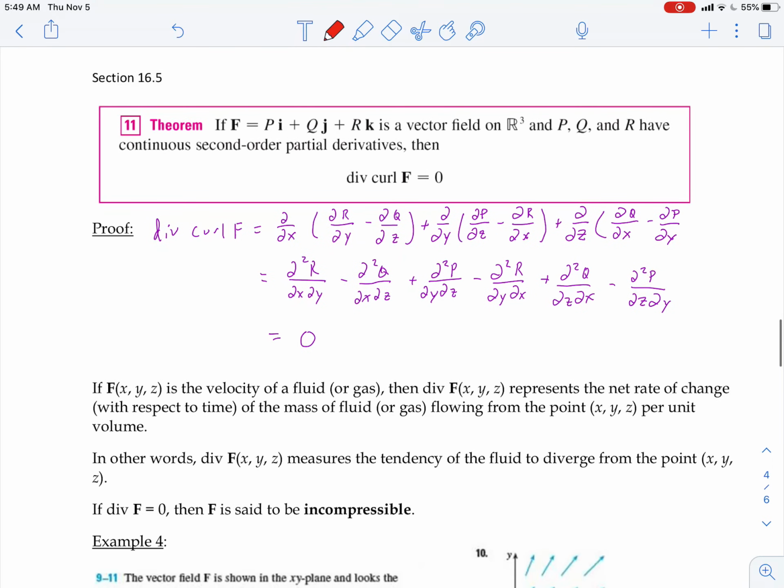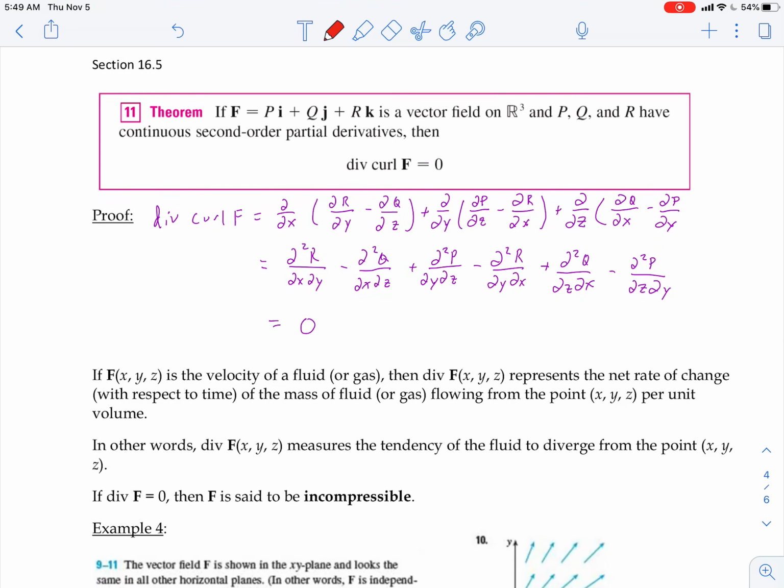So Theorem 11: if F = Pi + Qj + Rk is a vector field on R3, and P, Q, and R have continuous second-order partial derivatives, then the divergence of the curl of F is equal to 0. Remember, the curl of F gives us a vector, and then the divergence is the dot product. So the divergence of the curl of F is just going to be 0.